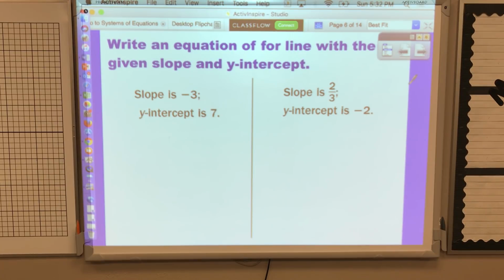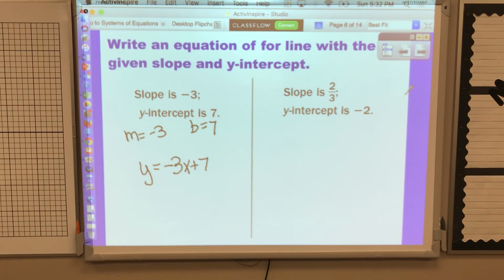Okay? So these, slope is negative 3, y-intercept is 7, so they're giving me m, and they're giving me b. All you have to do is substitute. So y equals m, which is negative 3, x plus b, which is 7, is positive, so it's plus 7.